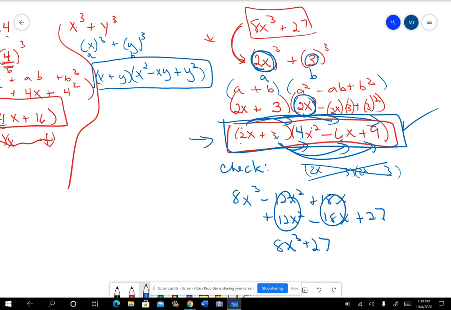All right, so that's that. Just want you to take a look at factoring cubes, sum and difference of cubes.